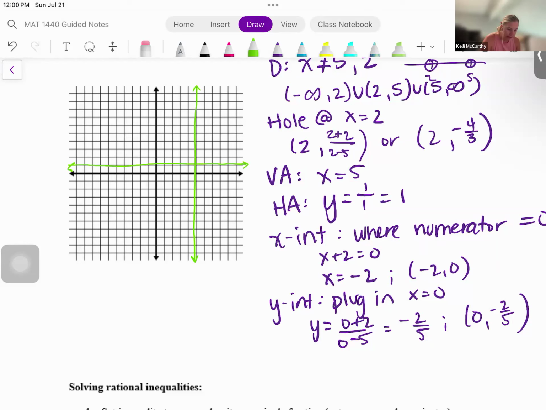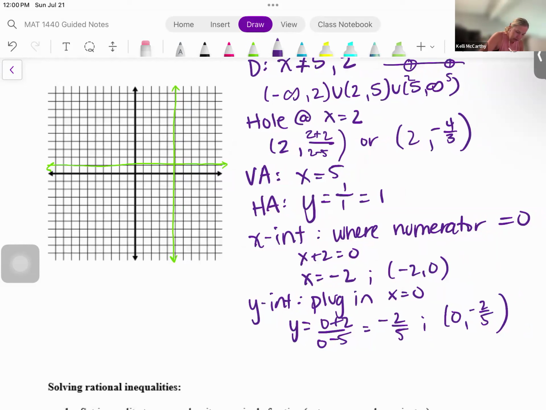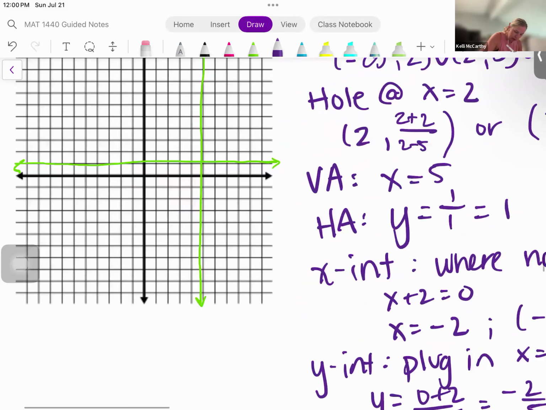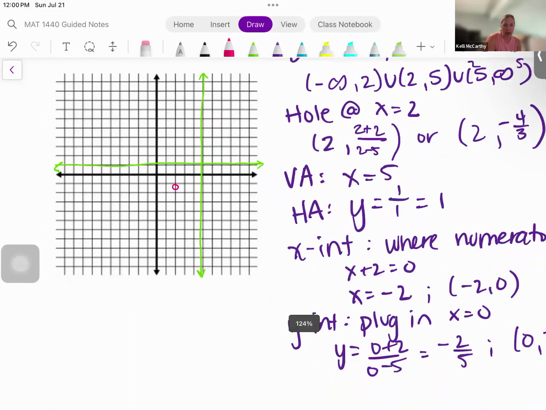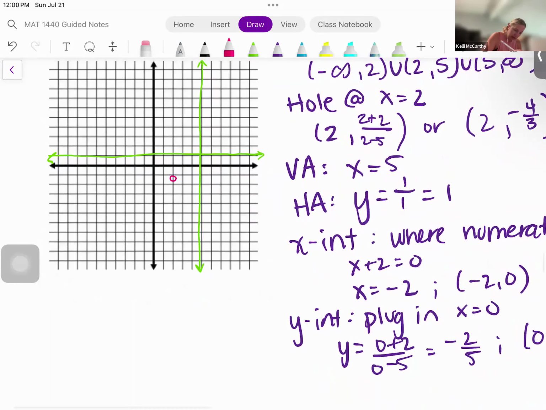We have a hole at 2, negative 4/3. So negative 4/3 is about negative 1 1/3. So we can approximate that point about there. Actually, let me use a different color there. Our x-intercept was negative 2, 0. So there's our x-intercept, and our y-intercept was 0, negative 2/5.